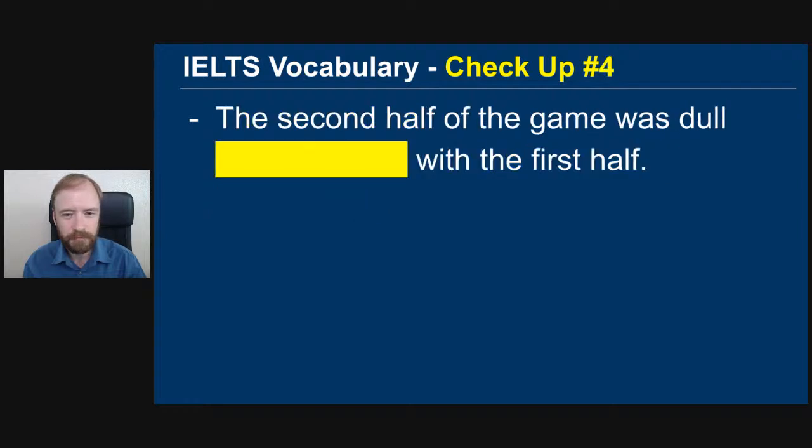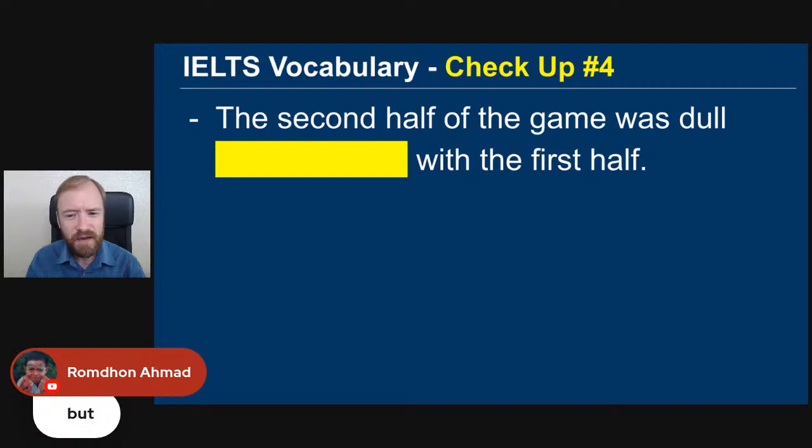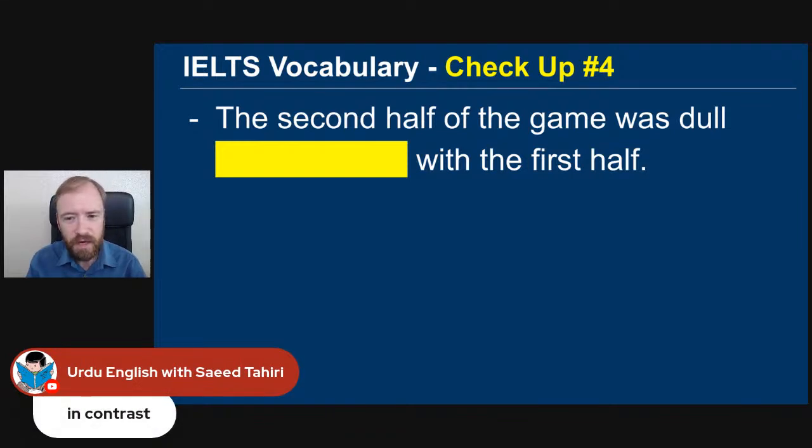Number 4. The second half of the game was dull with the first half. Dull means boring. Sleepwalker uses in comparison. The second half of the game was dull in comparison with the first half. The second half of the game was dull, but with the first half. No, but cannot work here. The second half of the game was dull in contrast with the first half. I would use in contrast to the first half.